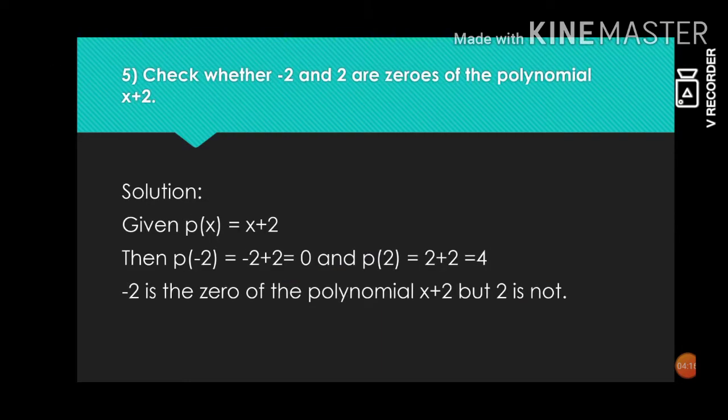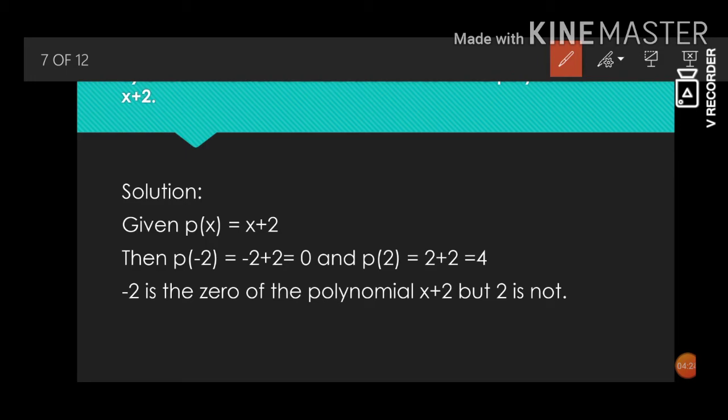Question number 5. Check whether -2 and 2 are the zeros of the polynomial x plus 2. So the given polynomial is x plus 2. Here at once we will put x equal to -2, and another time we will put x equal to 2. So first, when x is equal to -2, we substitute the value of x as -2 and we get 0. And another time where we have to check it for 2, we will put 2 in the place of x, we will get 2 plus 2 is equal to 4.